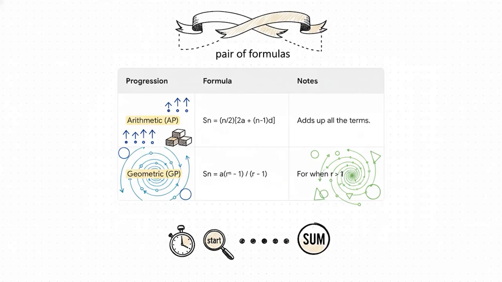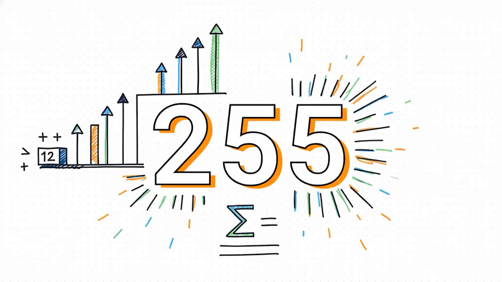And just like before, we have this beautiful pair of formulas to do all the heavy lifting for us. One for the AP, one for the GP. You just tell them the starting point, the common difference or ratio, and how many terms you want to add up, and they'll give you the grand total instantly. It's awesome. Let's see it work for an arithmetic progression. So we'll take that series that starts at 12 and adds 3 each time. What's the sum of the first 10 terms? We just run it through the formula, and the total is 255. Simple, clean, and so much faster than doing it by hand.